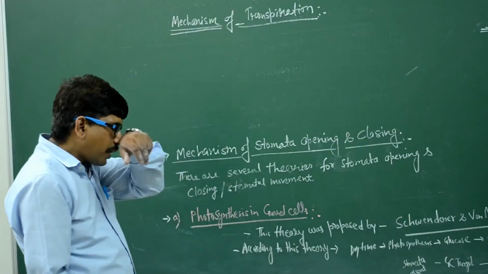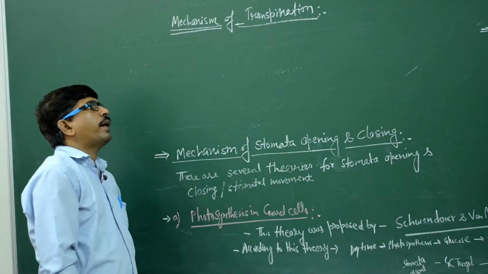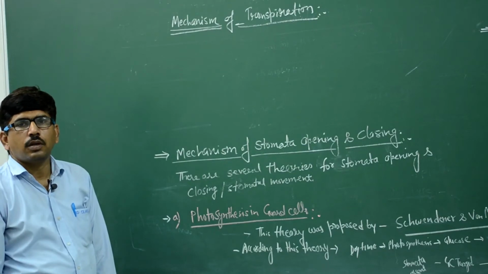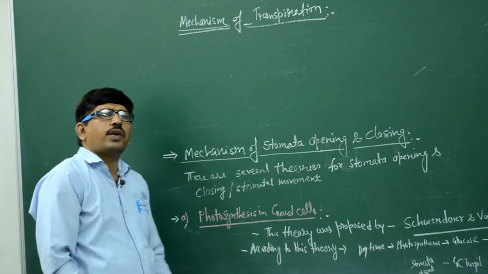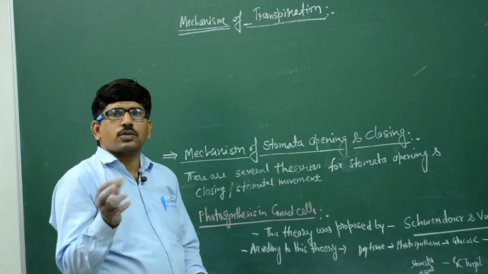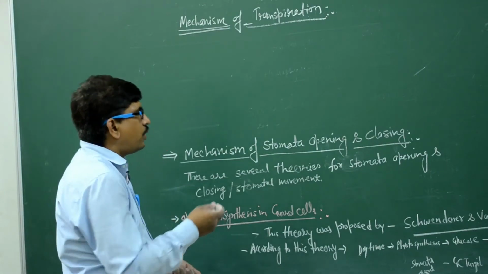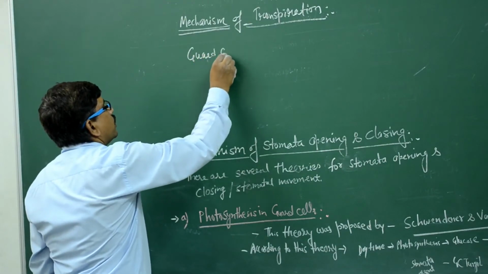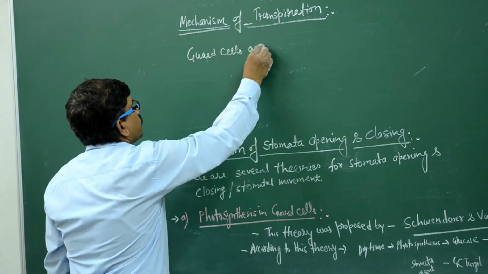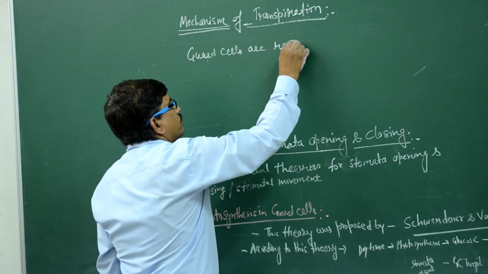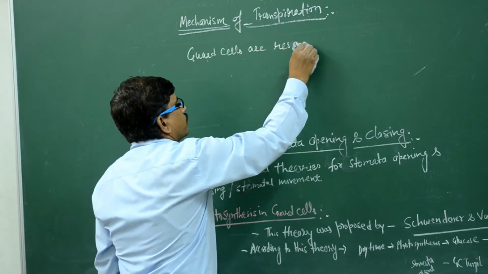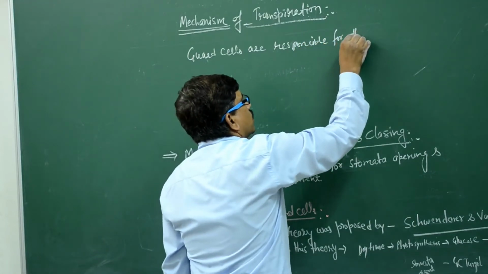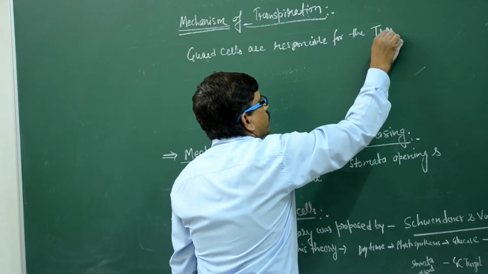So students, then we start next the mechanism of transpiration. What is the mechanism of transpiration? In the mechanism of transpiration, we know very well the opening and closing of stomata. Generally, the guard cells are responsible for transpiration.